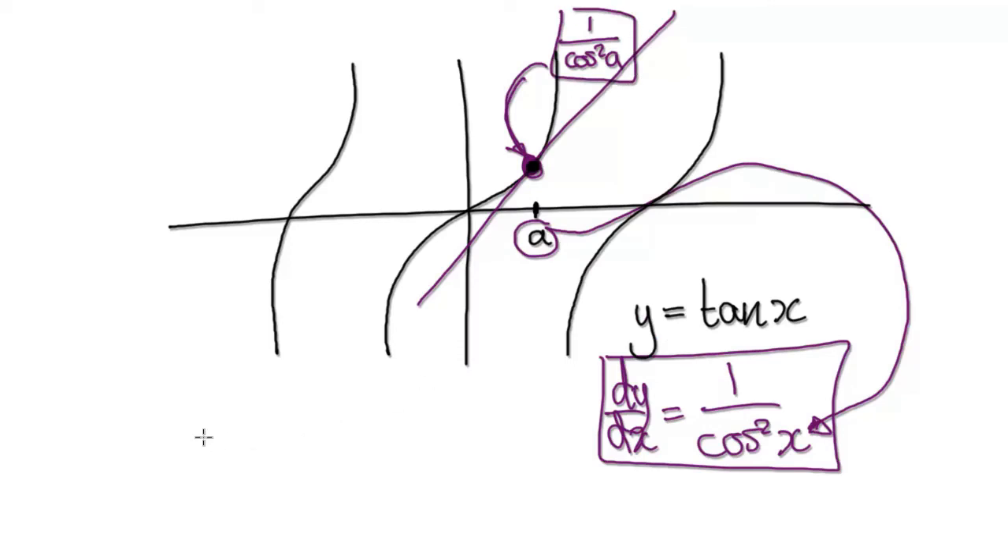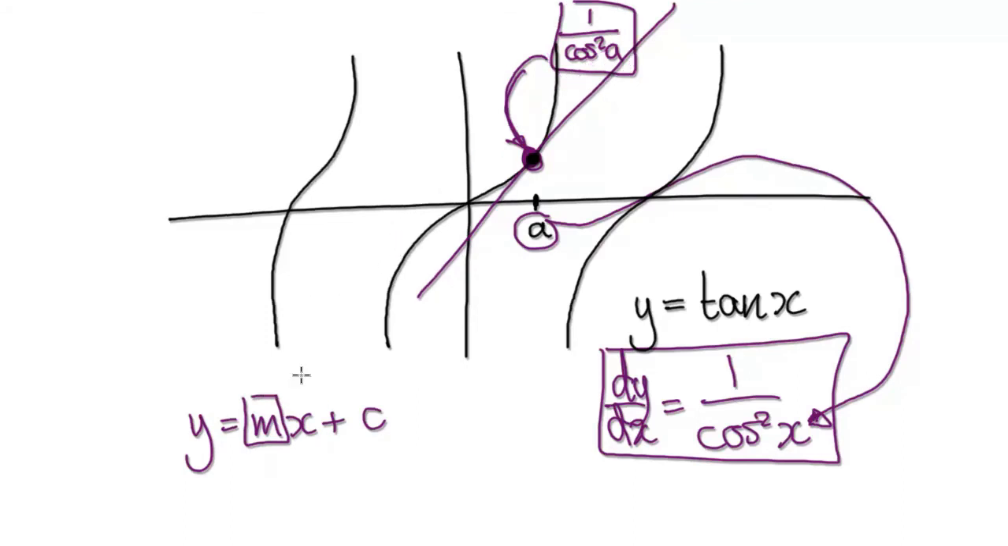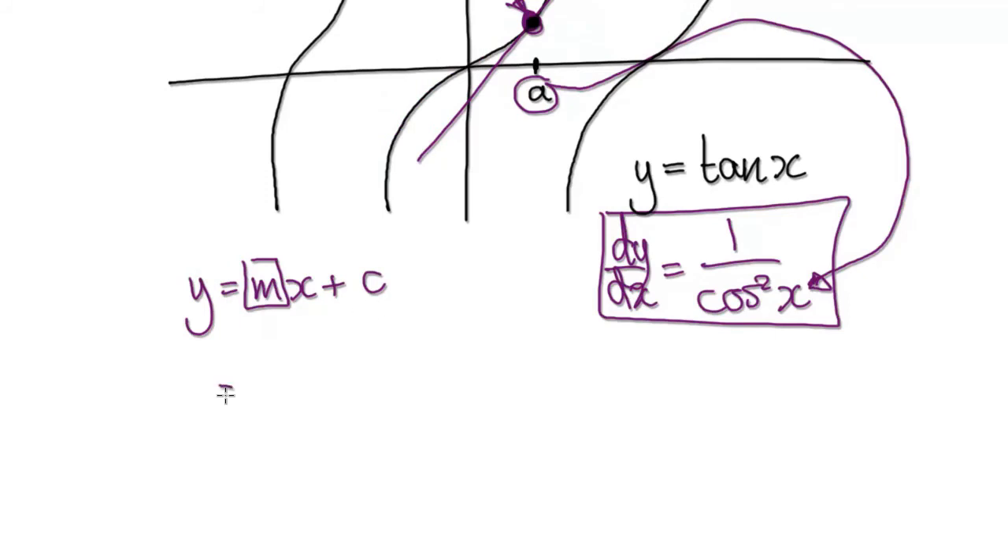So our equation so far is mx plus c. We now know the gradient, so we can put this into the m. So that would become 1 over cos squared of a, and then you've got your x plus c. So this is a fraction. I'm just going to multiply this to the top so it looks neater, so that would become this. So far we are currently here.